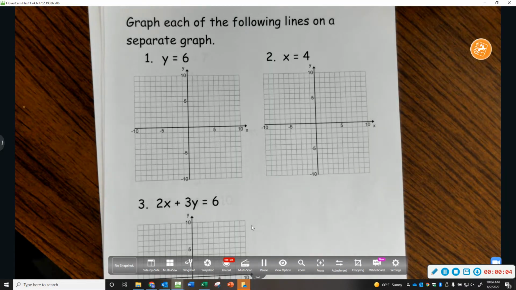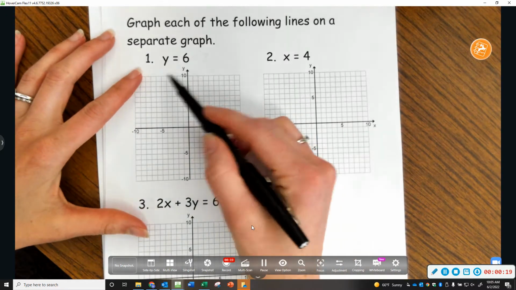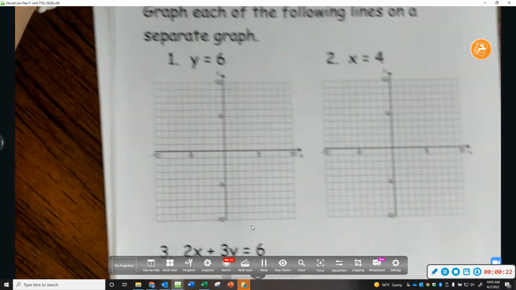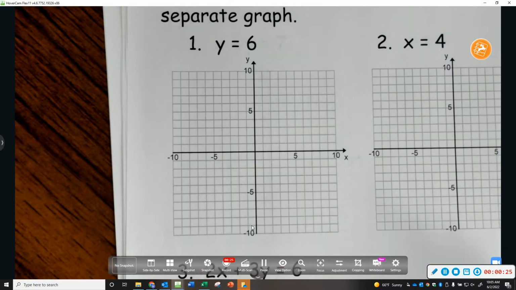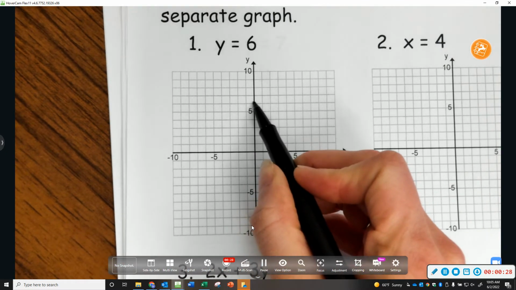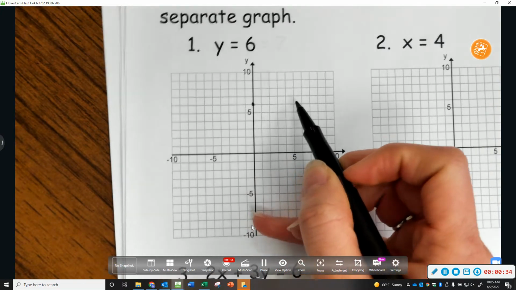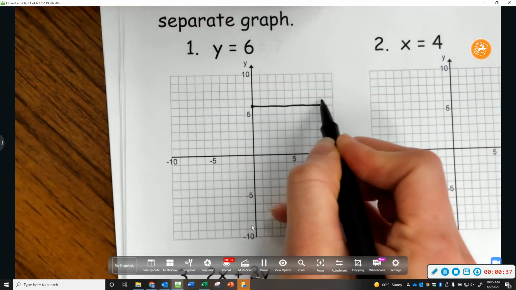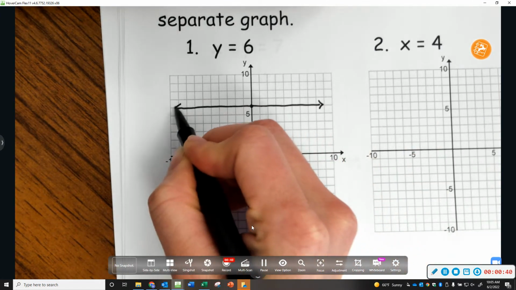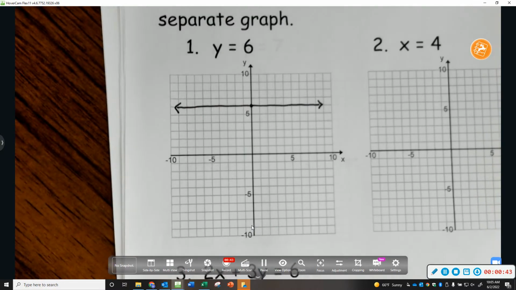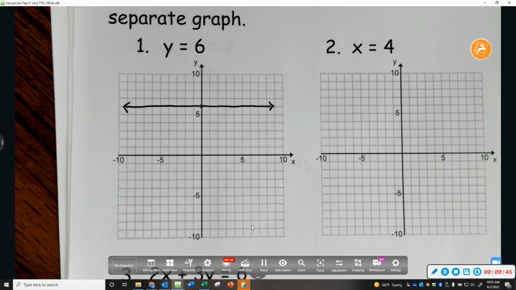Alright, so this is our first video of linear programming. We are first going to practice graphing lines because in linear programming we graph a lot of lines. So our first one is y equals 6. When we are graphing y equals 6, we go to 6 on the y-axis, and then every value where y is 6. So the x value could be anything. So that is going to be a horizontal line on the y-axis where y is 6.